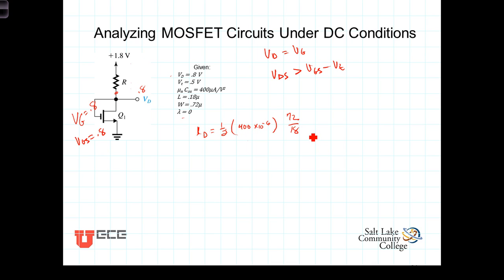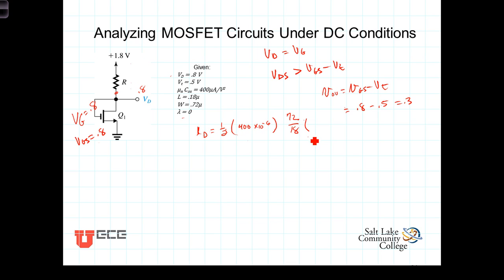And let's see, we've got VGS is 0.8. Let's just calculate the overdrive voltage. VOV is equal to VGS minus VT. VGS we've already determined to be 0.8 volts, and we're given V sub T is equal to 0.5. So VOV then is equal to 0.8 minus 0.5. That equals 0.3 volts.